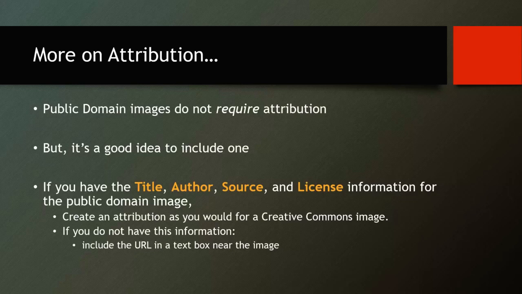Attributions for public domain images should have the same information as Creative Commons attributions, but sometimes the information that you need might be missing. You may not be able to get the title, author, source, and license. If that is the case, just do what you can with the information that you are able to gather. Create the attribution in the way that you normally would, but if you only have a source and a license, at least provide that information by giving the URL.